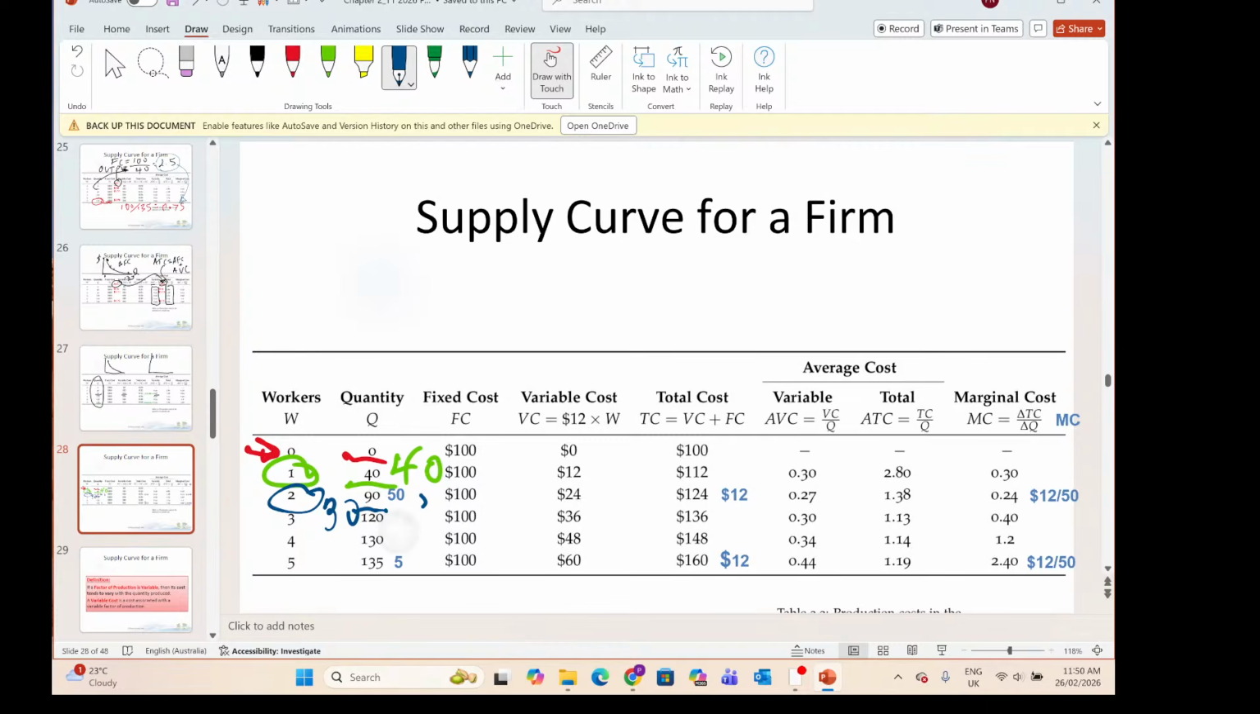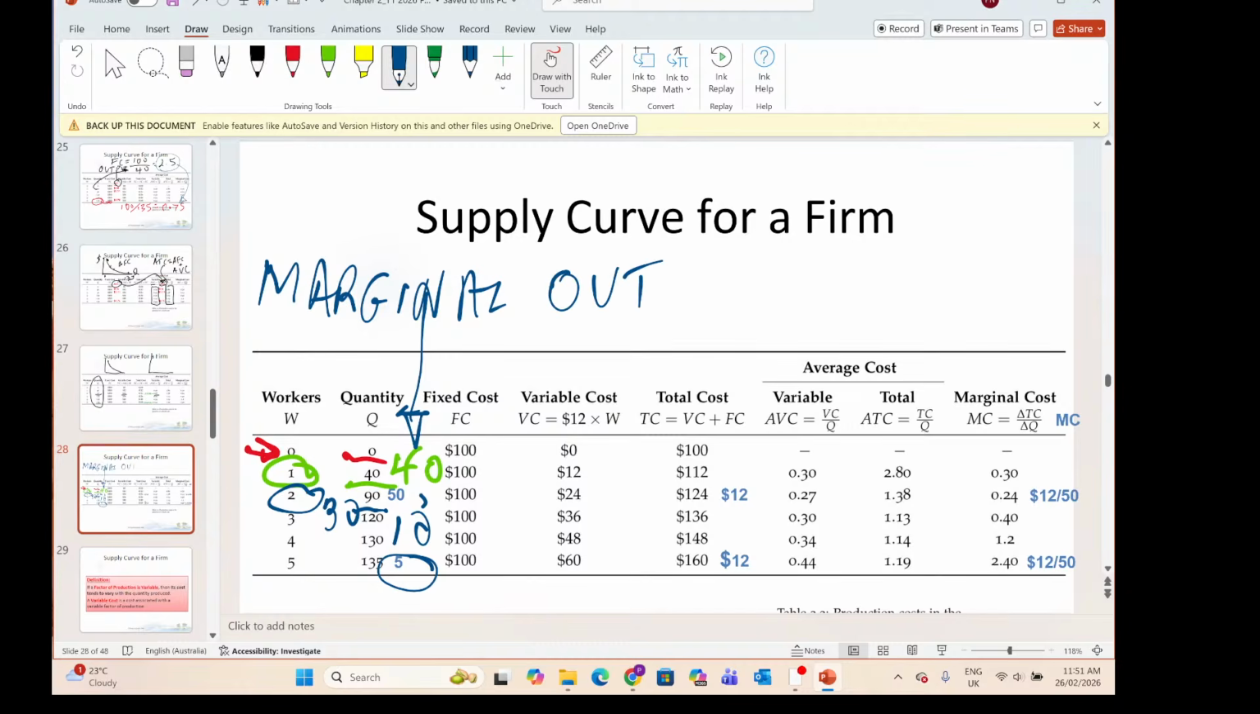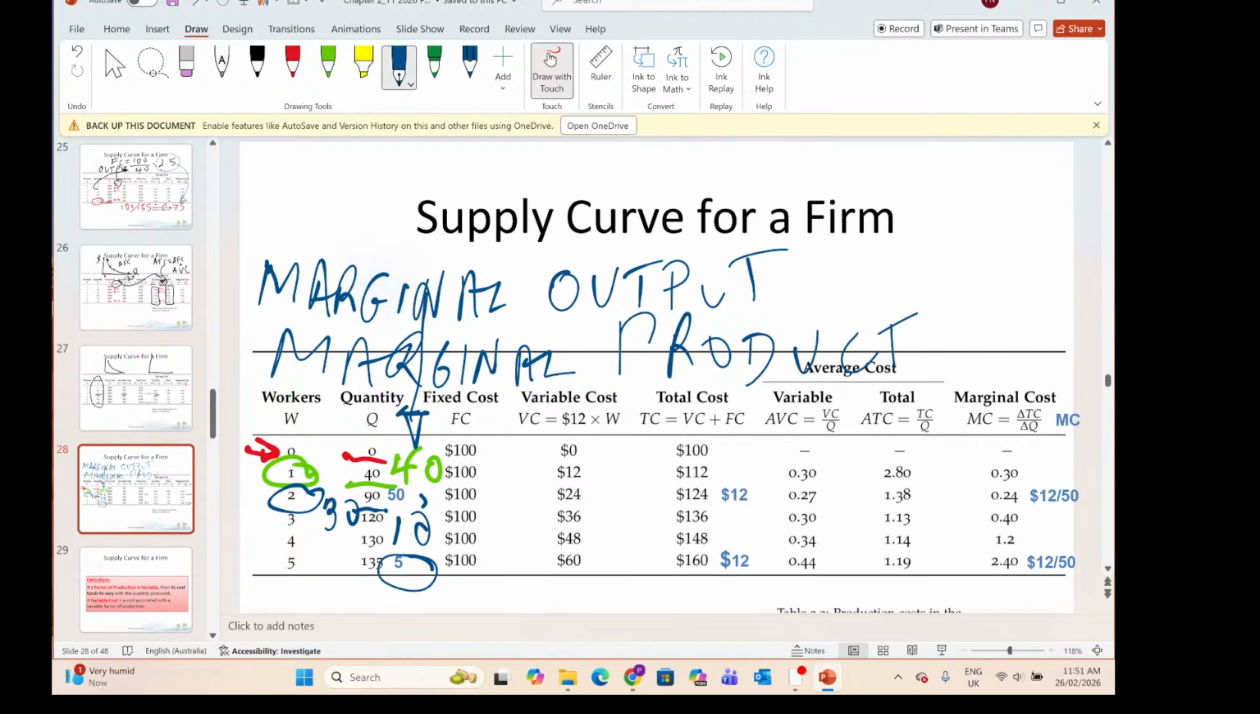What does worker 4 add? 10 units of production. And what does worker 5 add? 5 units of production. So what we have here, in this column just to the right of the quantity column, is a column that we might call the marginal quantity, or probably a better name is the marginal output column. Or we could call it the marginal product column. Product, really we mean production, the marginal level of production.